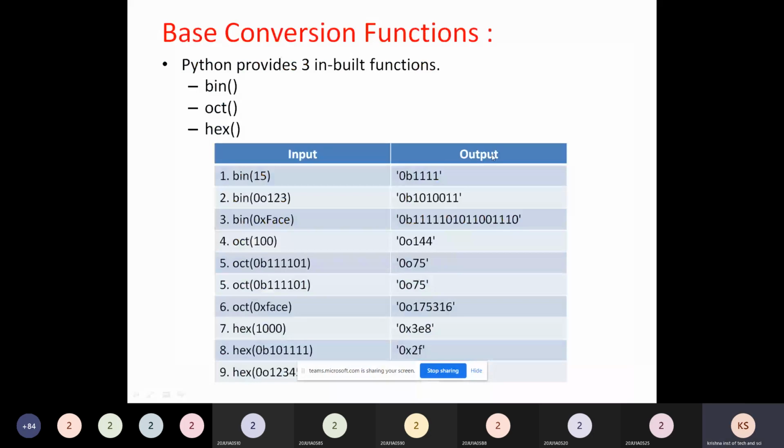Okay, next one. How can you convert from one base to another base? That means if you take a decimal value and want to convert it into binary, how can you convert in Python? Here we have three built-in functions: bin, oct, and hex. First of all, see this one, bin of 15. Here observe 15 is a decimal number. We are converting this decimal number into binary.